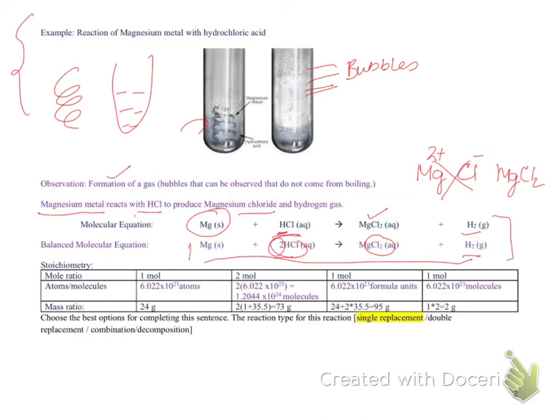That 1 mole of magnesium reacts with 2 moles of HCl to produce 1 mole of magnesium chloride and 1 mole of hydrogen gas. Now, once I have these moles, I can convert them into grams, which we learned in today's class. And I can also convert them into atoms or molecules by using Avogadro's number. That's the stoichiometry. Then choose the best option.